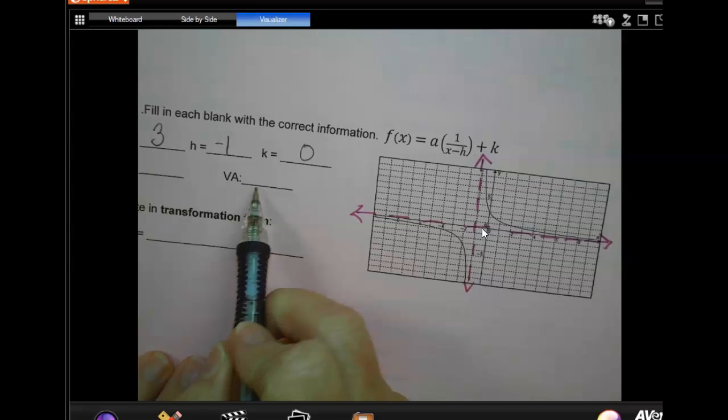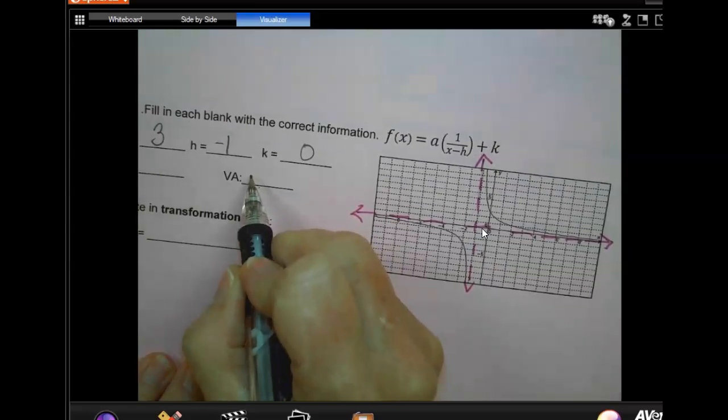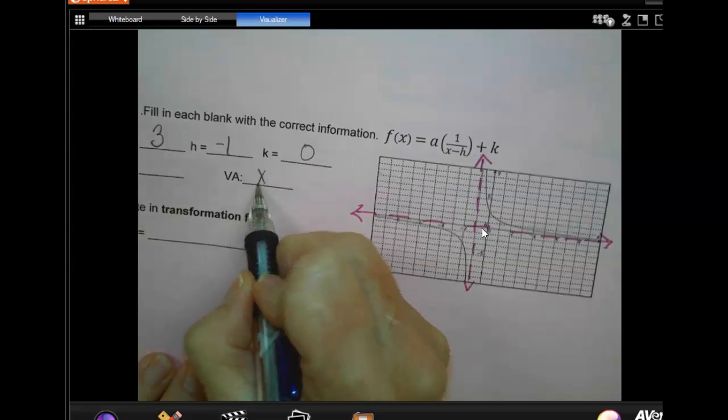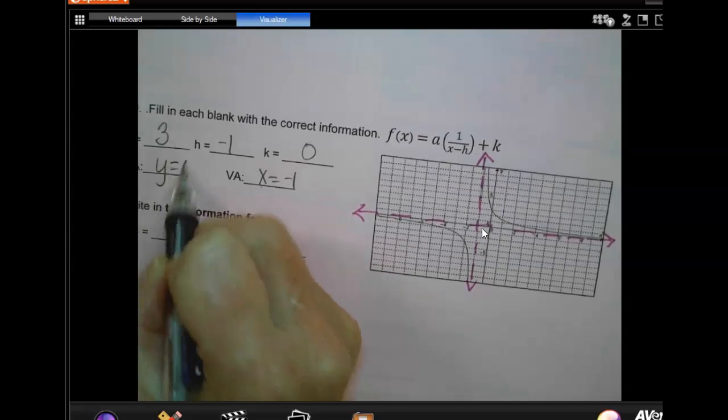So, what is my vertical asymptote? Is that x equals or y equals? x equals -1, and what's my horizontal? y equals 0. Very good.